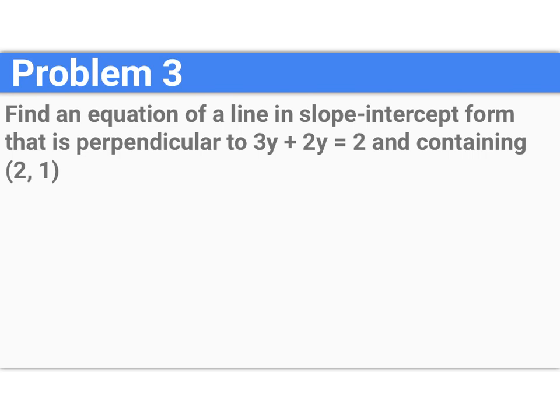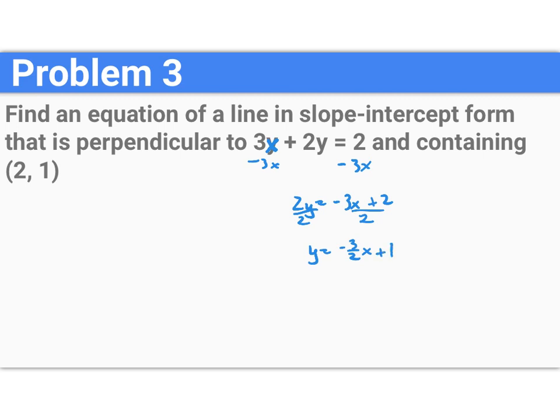Okay, so I threw you for a loop, and I apologize for that. This is supposed to be 3x. This is a typo, so I will go back and fix it. Let me show you what you're supposed to do. You're supposed to change this into slope-intercept form. So 2y equals negative 3x plus 2. Then divide everything by 2. y equals negative 3/2 x plus 1.